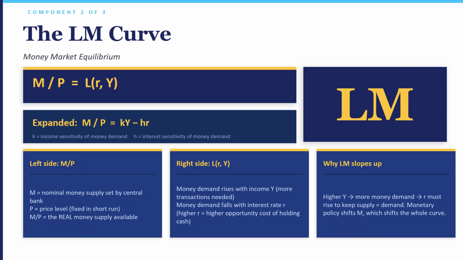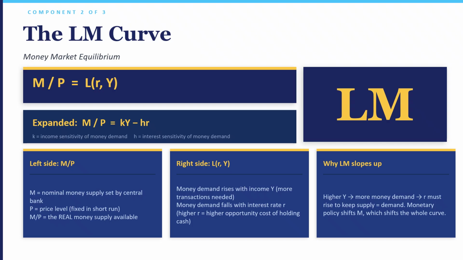So if you were to expand that out, you'll get M over P is equal to kY minus hr, and k is income sensitivity of money demand. And that just means that as income rises, you need more money to facilitate more transactions. And h is interest sensitivity of money demand, which just means as interest rates rise, holding money becomes more expensive and you could be earning interest instead, so people will demand less.